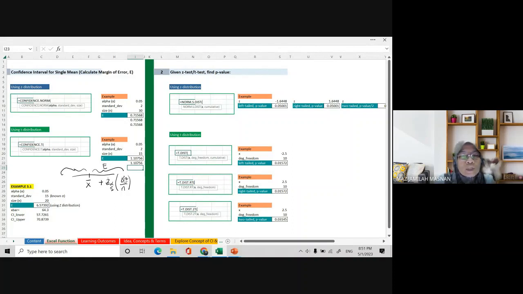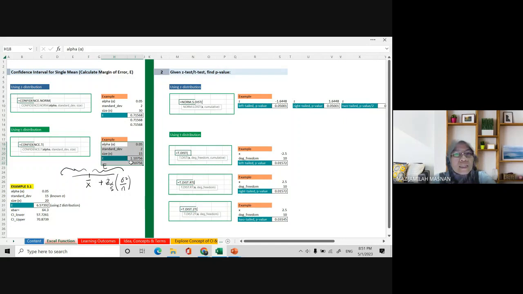Now, why don't you repeat example 3.1? What I did was I just copied this particular cell and pasted it under example 3.1.